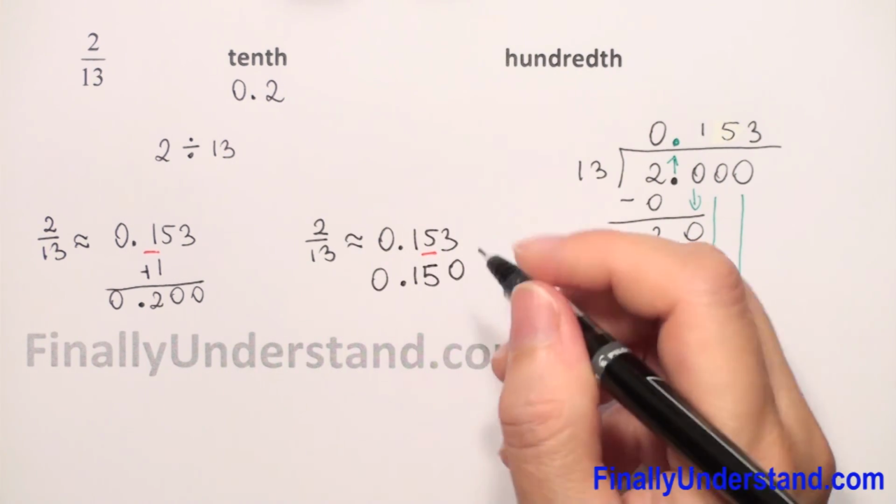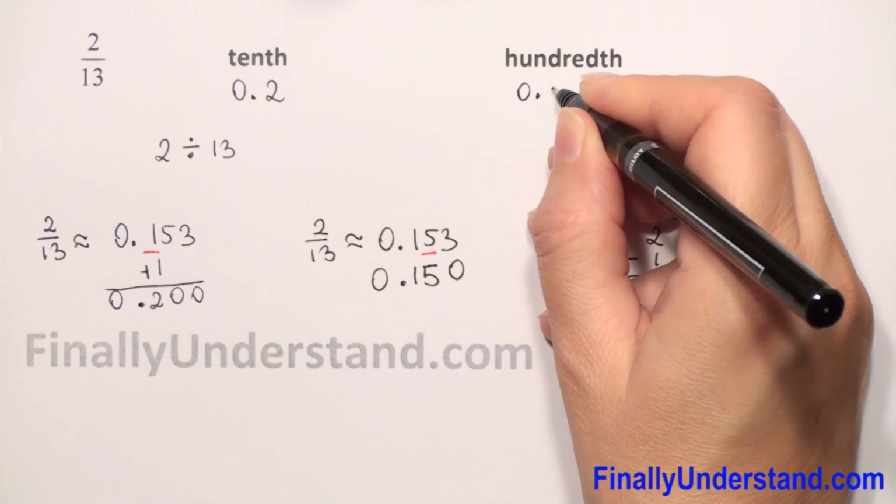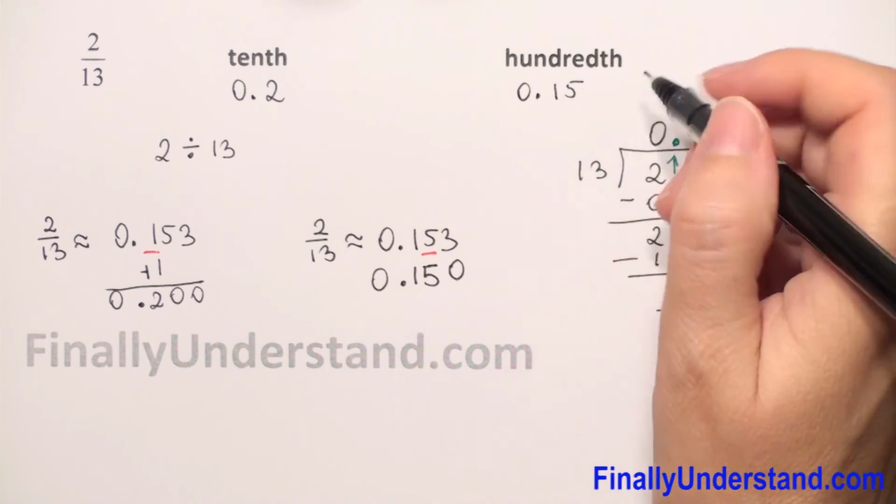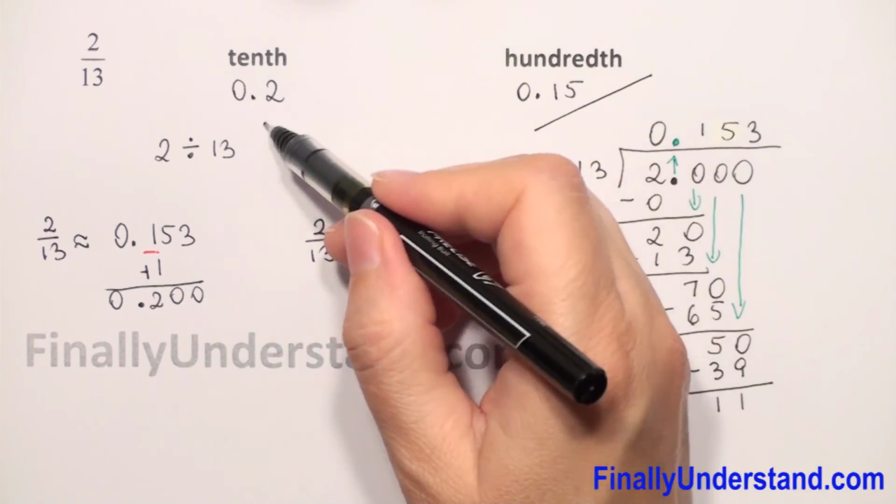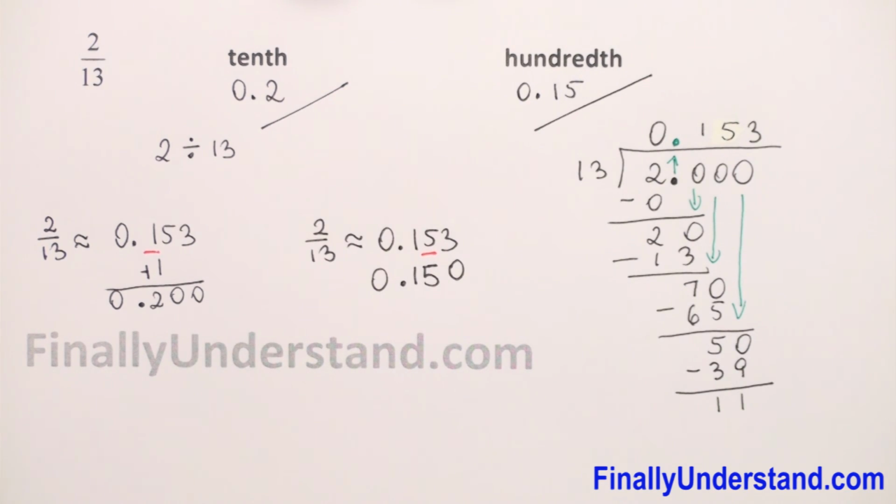So our solution will be 0.15. This was rounding to the hundredth and that to the tenth. This is my solution.